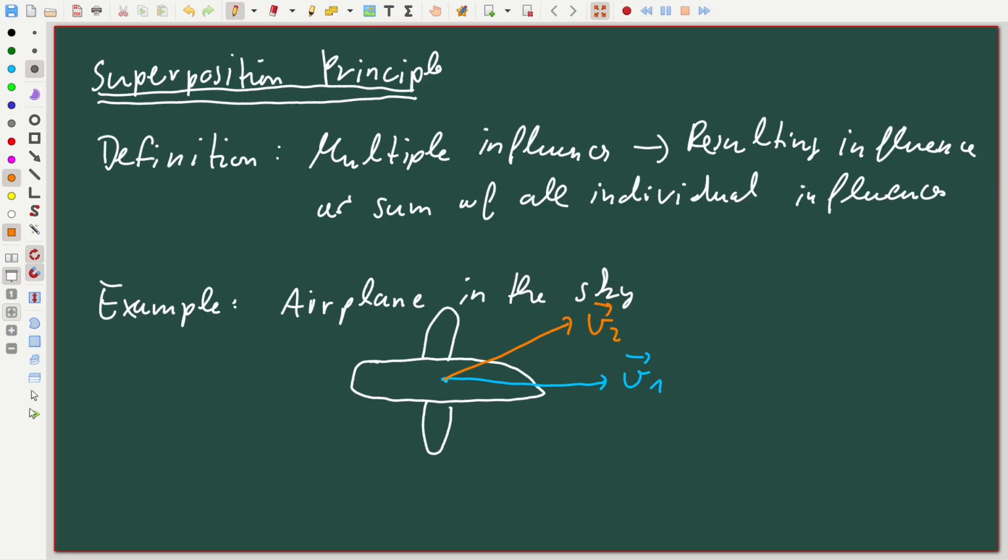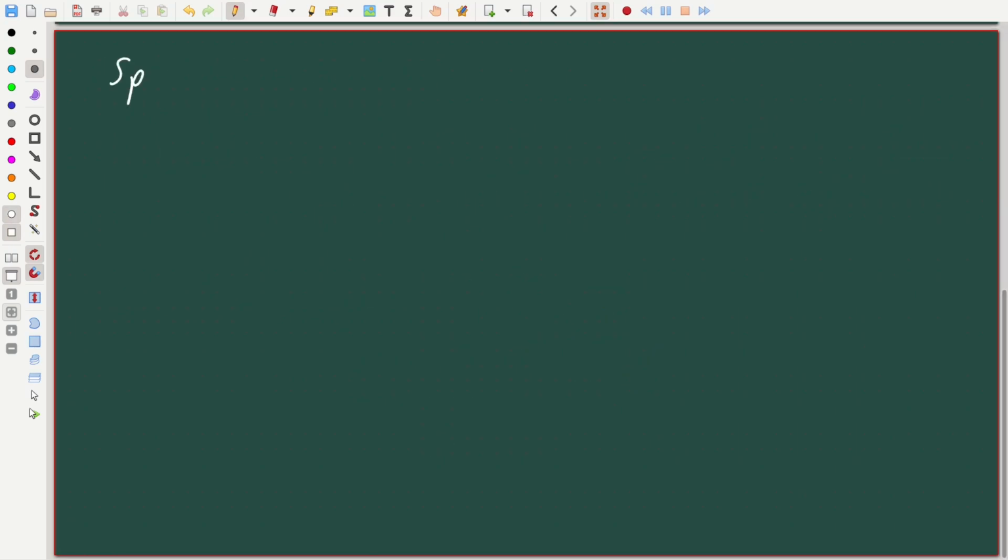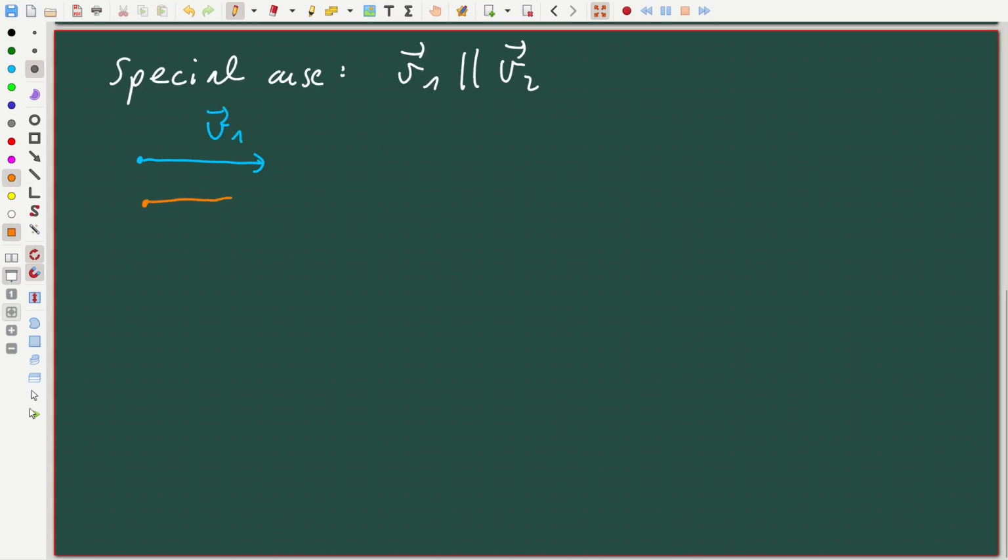Now we will actually try to quantify that a little bit further. In order to do this, I would like to start with a special case. This special case could be that the vector v1 that we have to add up to the vector v2 is exactly parallel to v2. Because then what it means is that we have here a vector v1 and we have another vector v2, and of course we have to parallelly shift it to v1 in order to add it up. So at the end we have here our vector v1 and here we have our vector v2.